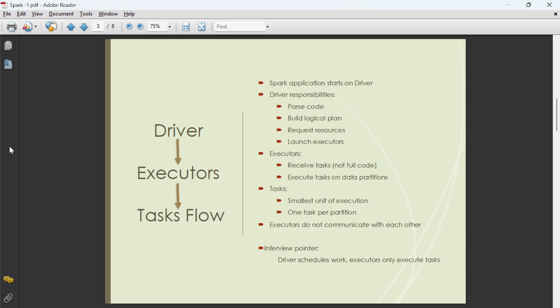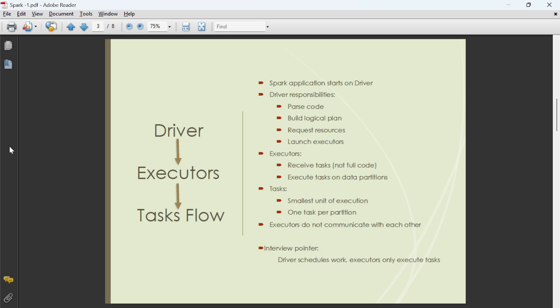Let's now walk through what actually happens when you submit a Spark job. Everything starts on the driver. When you run your Spark code, the driver reads your code and builds a logical execution plan. At this stage, Spark is not executing anything, it's only planning. Once the plan is ready, the driver asks the cluster manager for resources. The cluster manager launches executors on the worker nodes.